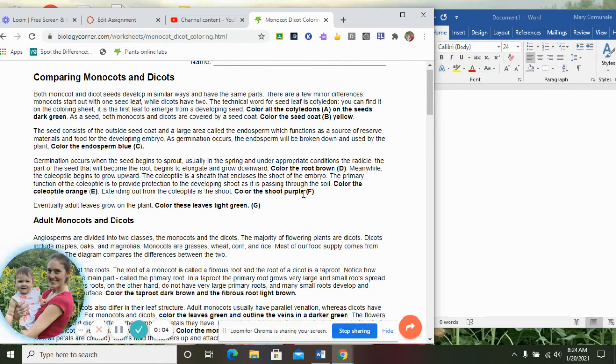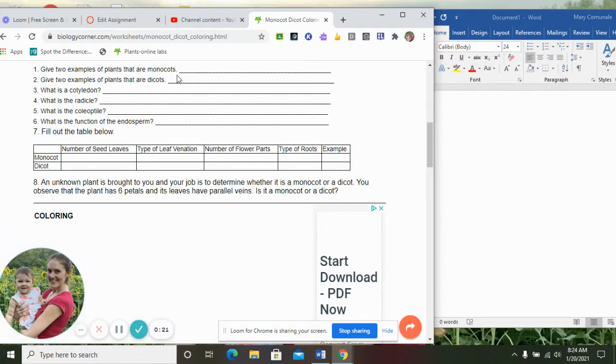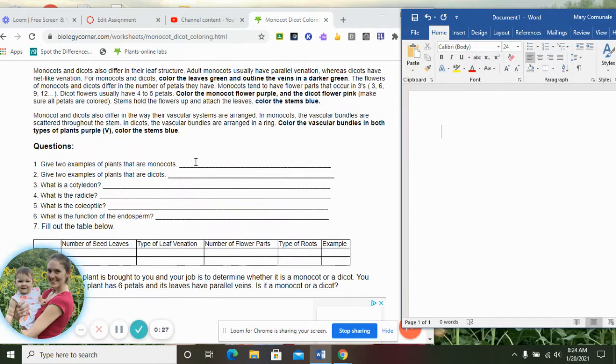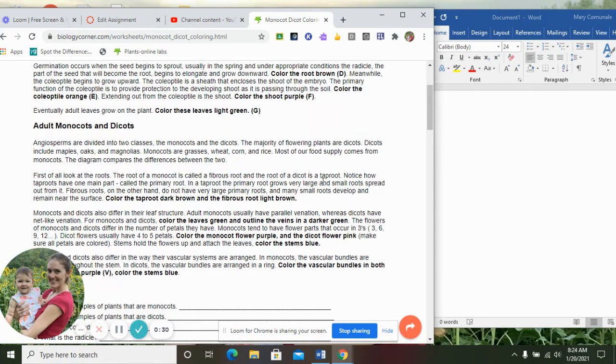Alrighty guys, today we are going to do a little worksheet comparing monocots and dicots. You'll notice in here that there are some coloring aspects to it. We are not going to do the coloring portion of it because you were online doing this. So I'm going to read through it with you, and then I'm going to show you how to answer these 8 questions that are below. I'm going to answer my questions in a Word document instead of on here, simply because I can't actually type on here.